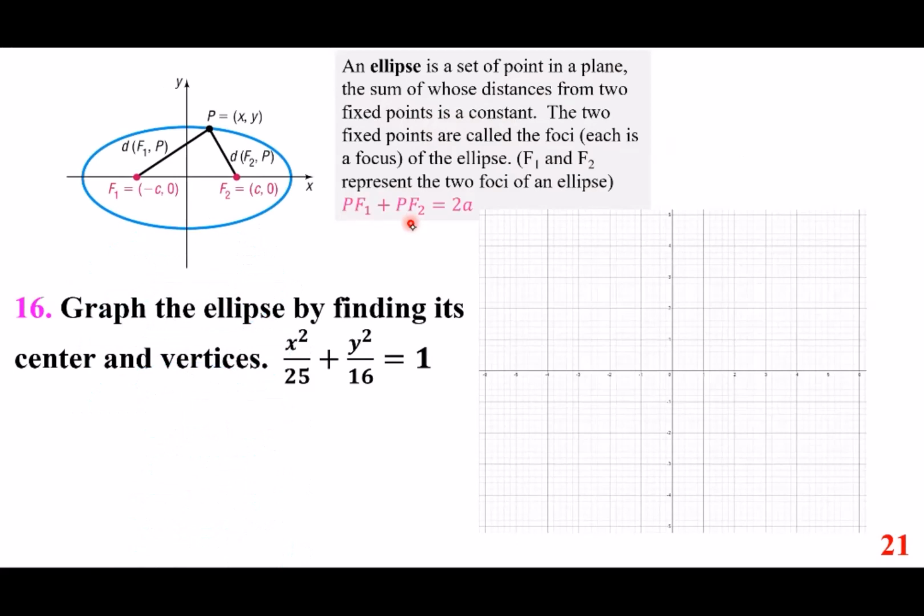So let's take a look at this. Let's plug in all of those. So if it's centered at 0, 0, if you pick any point on an ellipse and connect it to the two foci F1 and F2, PF1 plus PF2 is fixed and it's equal to 2a.